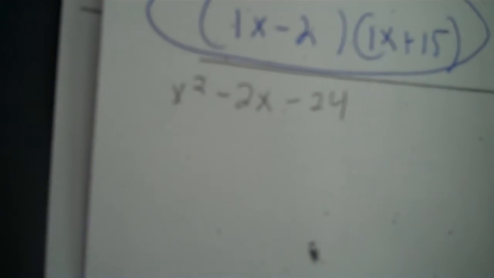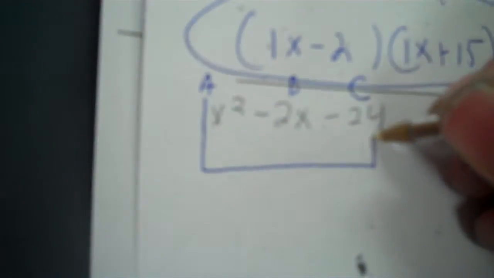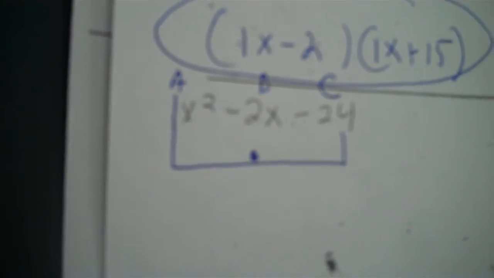Okay, x to the second minus 2x minus 24. Okay, so A, B, C. Actually make your parentheses first, then make your table. You take the A times the C. 1 times -24. That's -24, so you put the 24 with its negative sign above it.